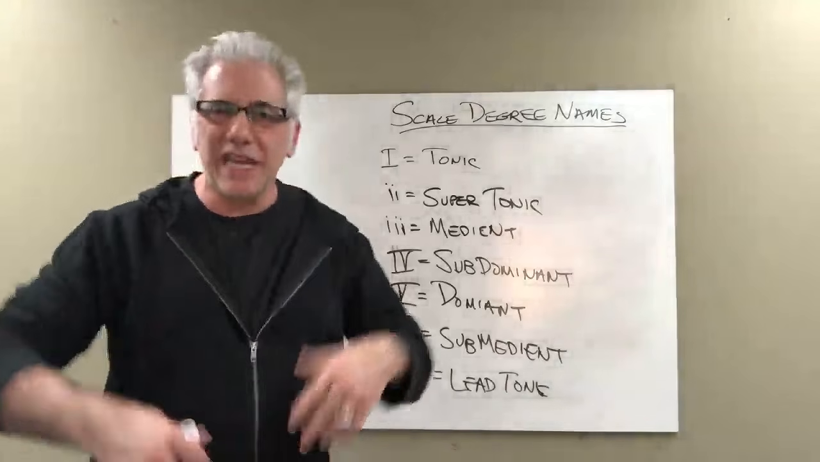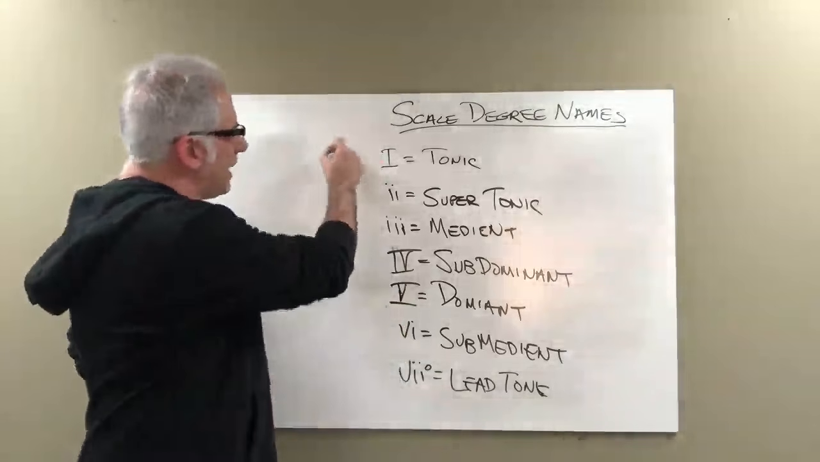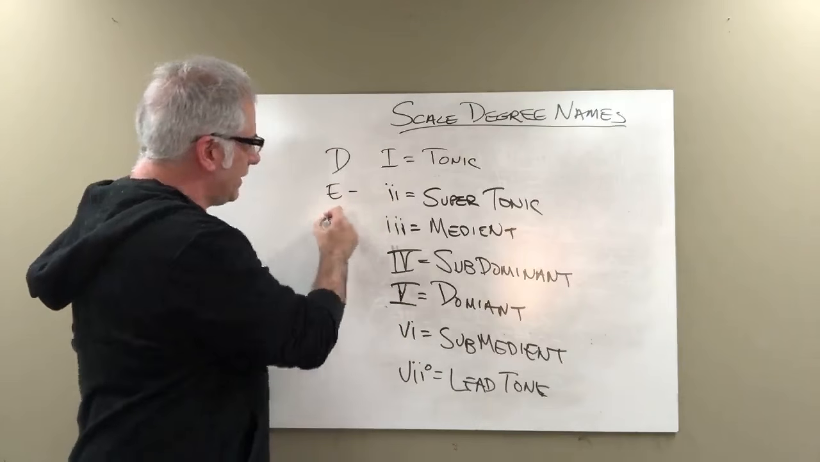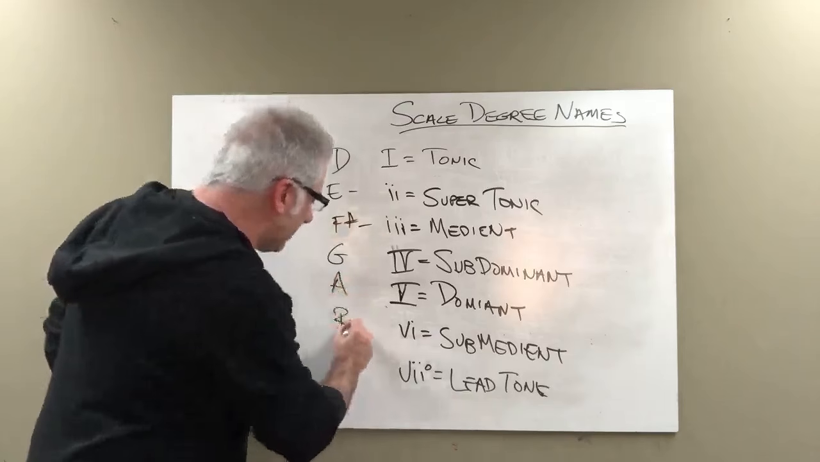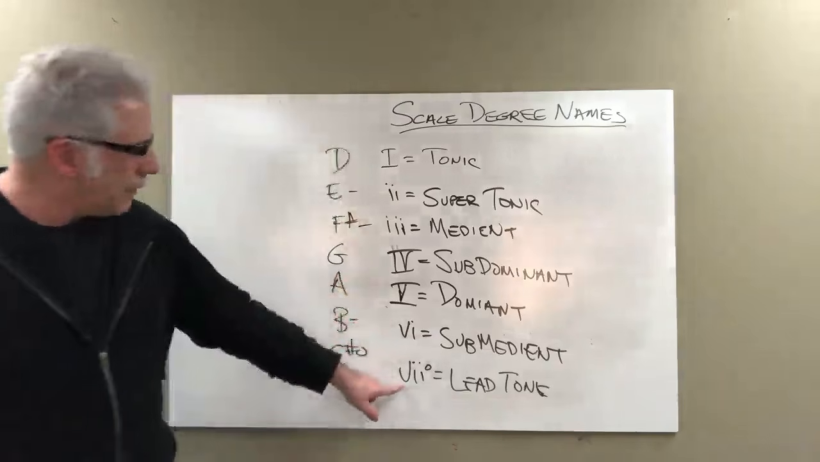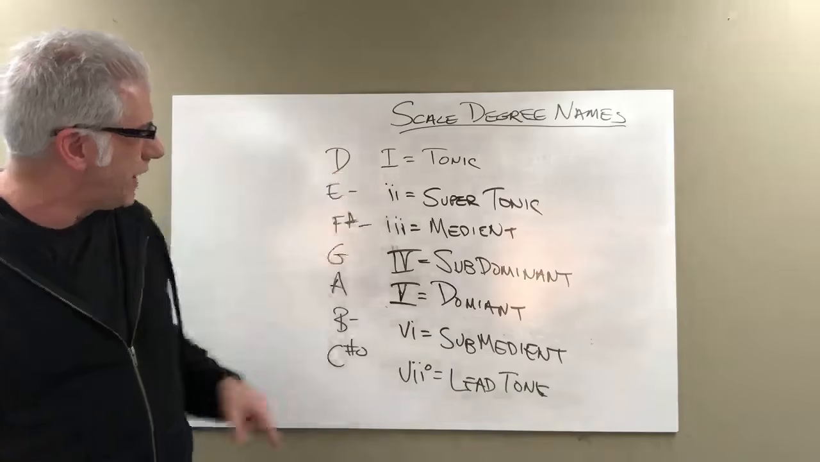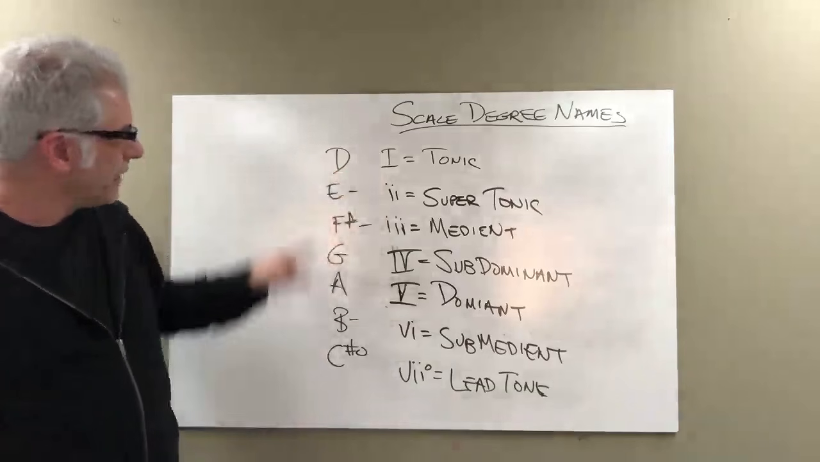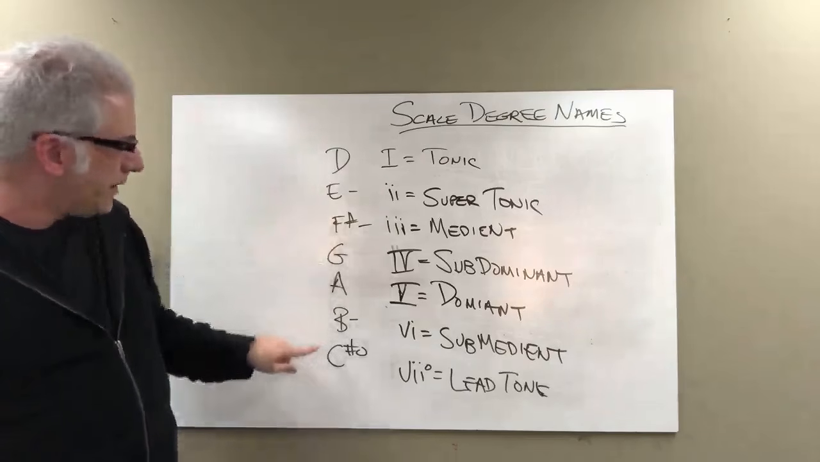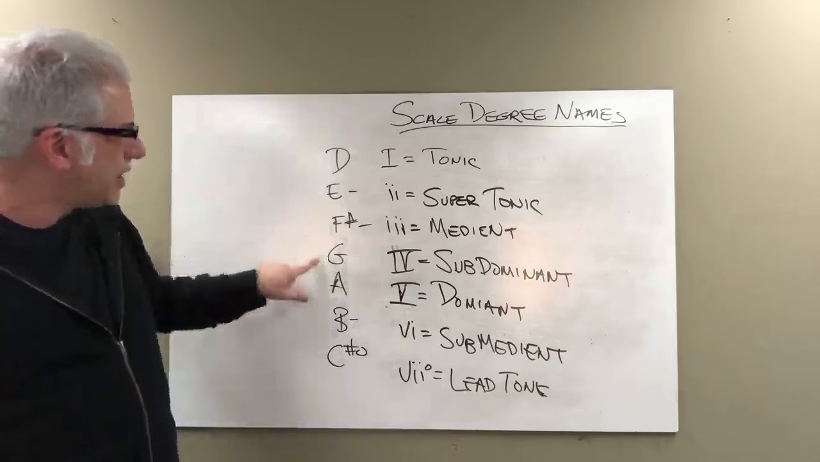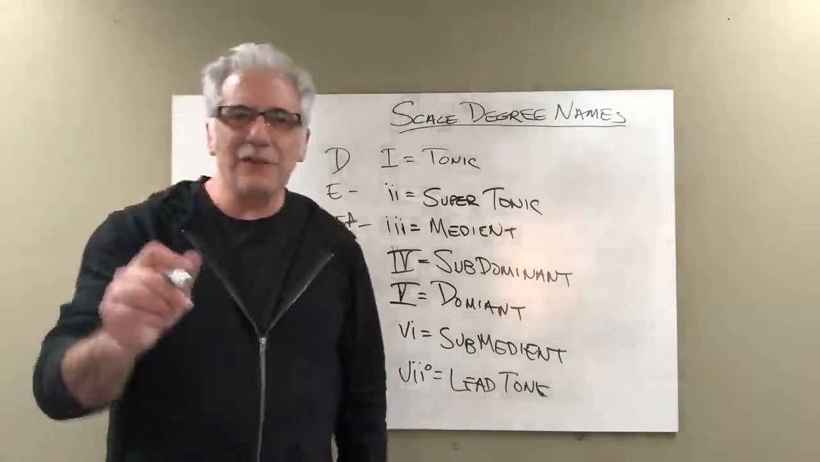So if I'm in the key of D, and I know all the notes of D, D has 2 sharps, F sharp and C sharp, I just write them here. D major, E minor, F sharp minor, G major, A major, B minor, C sharp diminished, okay? How do I know that? Because I just look at my Roman numerals. Major, minor, minor, major, major, minor, diminished. And I know the notes in D major: D, E, F sharp, G, A, B, C sharp. F sharp and C sharp are sharped. So D major, E minor, F sharp minor, G major, A major, B minor, C sharp diminished. It's easy for you to say.